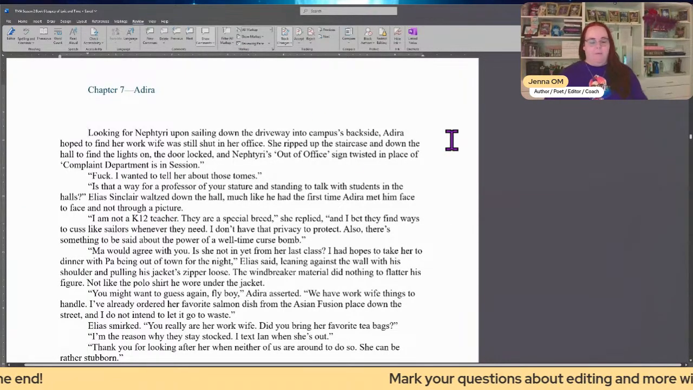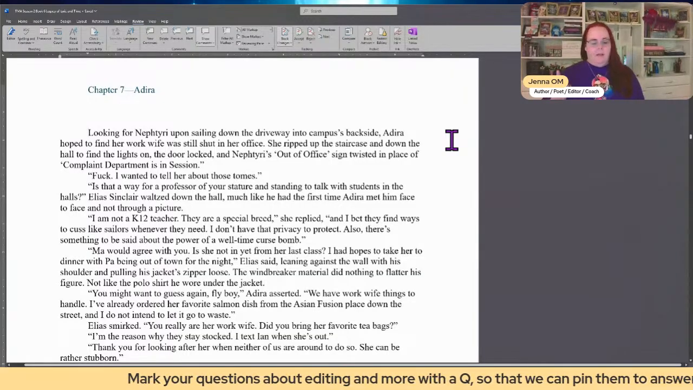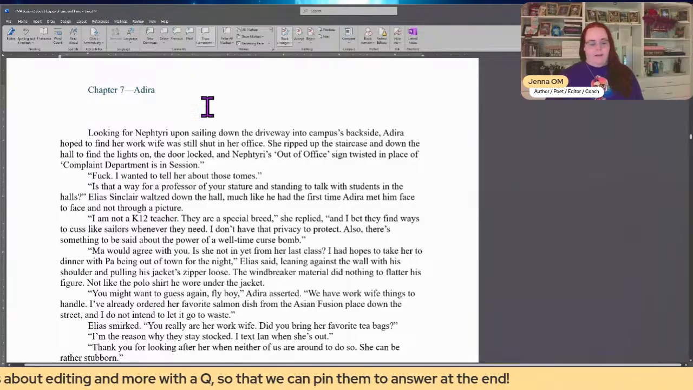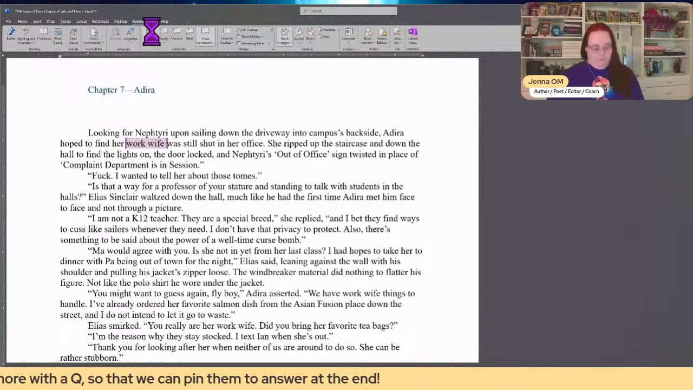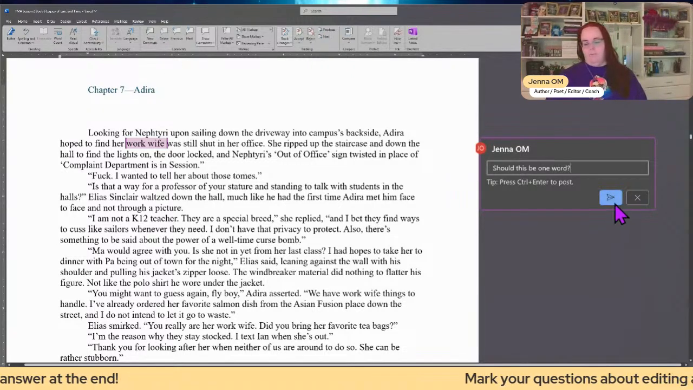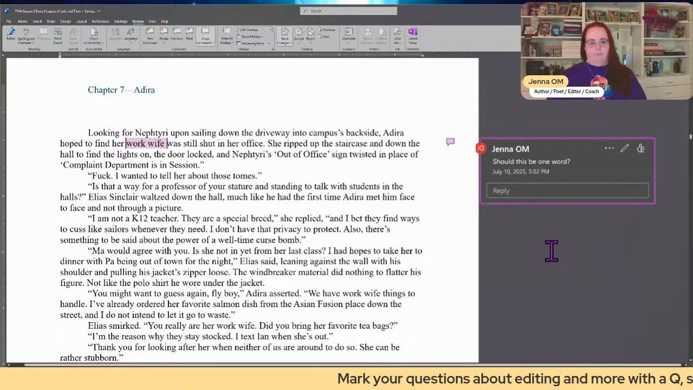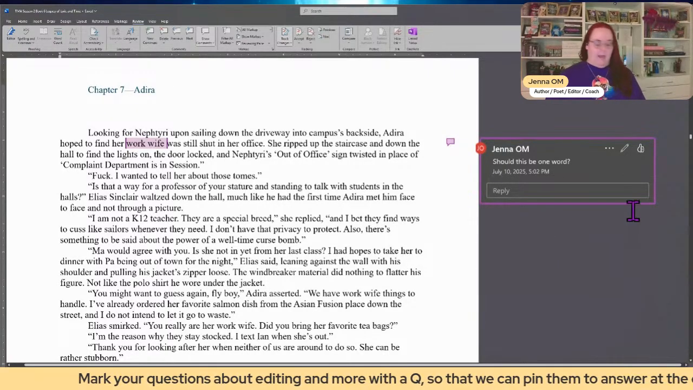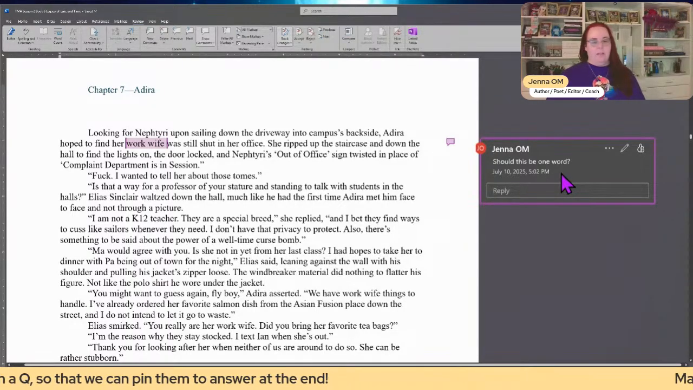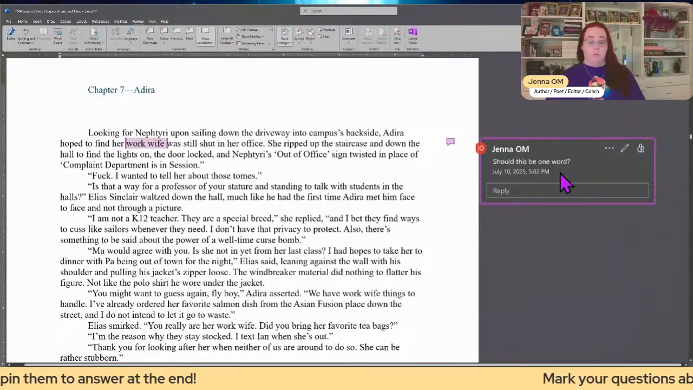So looking for: After Terry upon sailing down the driveway into the campus's backside, that comma is correct. Adira hoped to find her work wife, and I'm still wondering if this is one word. And this is the other reason I, as an editor, get really used to being in the review tab. It's because I can easily go in and grab comments. So comments have multiple functions for you depending on what's been asked of you to do.